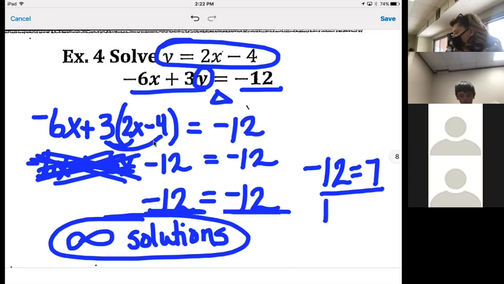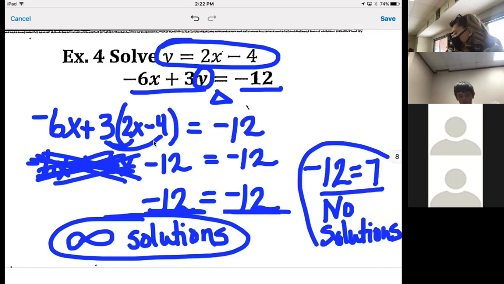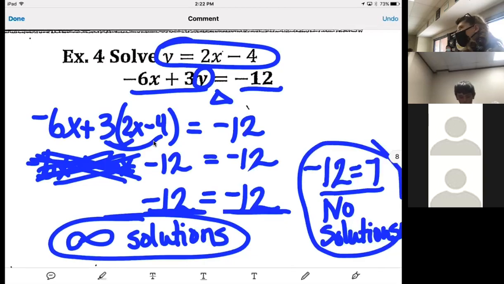No, this would have been a no solution or parallel lines if you were to graph them. So if the variables cancel out and it leaves you with unequal sides, that's a no solution. So if there was like -12 and 12, that would be no solution. Right. Okay, so that's one of the special cases.